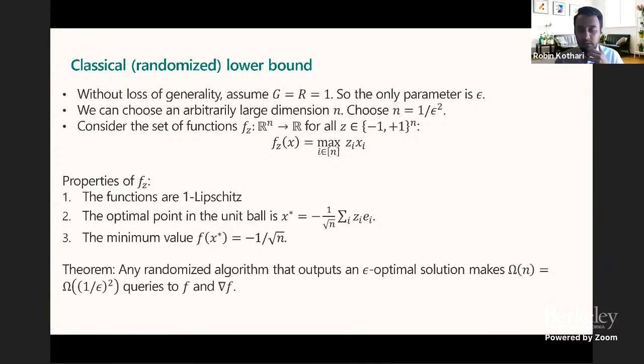Okay, cool. And any randomized algorithm that solves this problem must make 1 over epsilon squared queries. That's the claim. I'm not going to prove it, but it's actually not very hard to prove. Essentially, the intuition is that every query you make only reveals one z_i to you, and you really need to figure out all the z_i's to find this optimal point. And so you really need to make n-ish queries, and n is 1 over epsilon squared. Okay, so that's our classical lower bound.